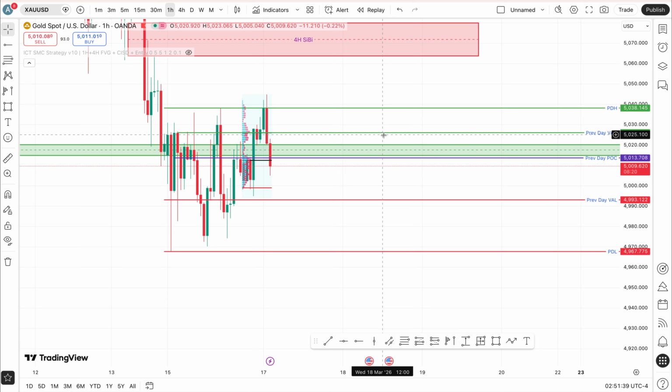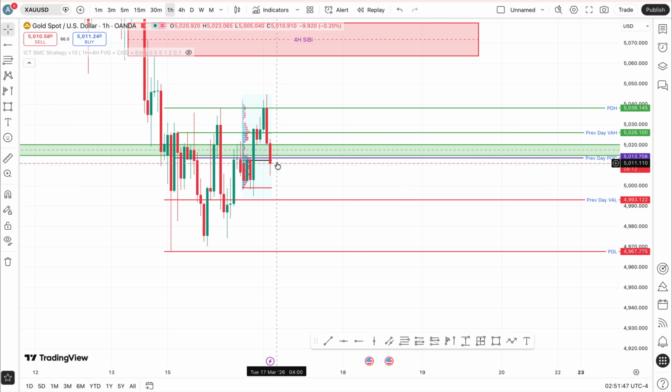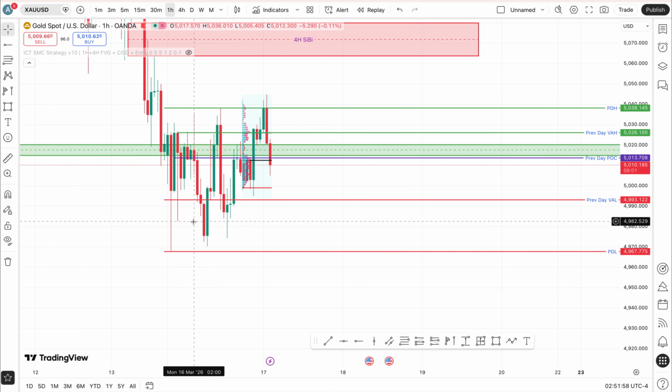However, if price breaks below the VAL, it would signal weakness and the market could move lower towards the PDL, right? So we need to see how the market behaves around this level, the POC level, right? Current today's POC, and let's see what it does over here too, right?